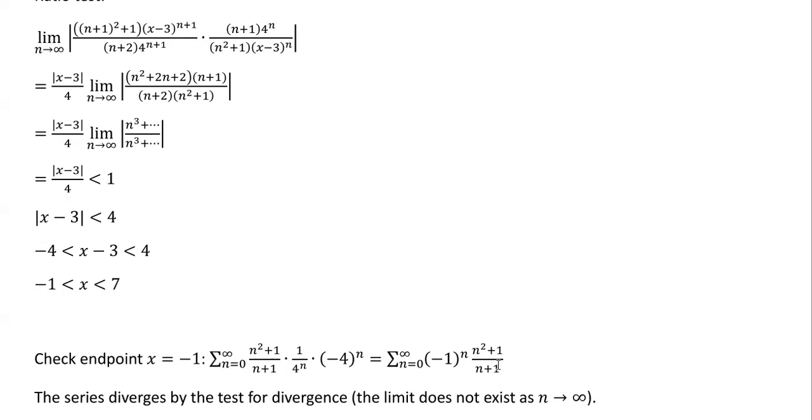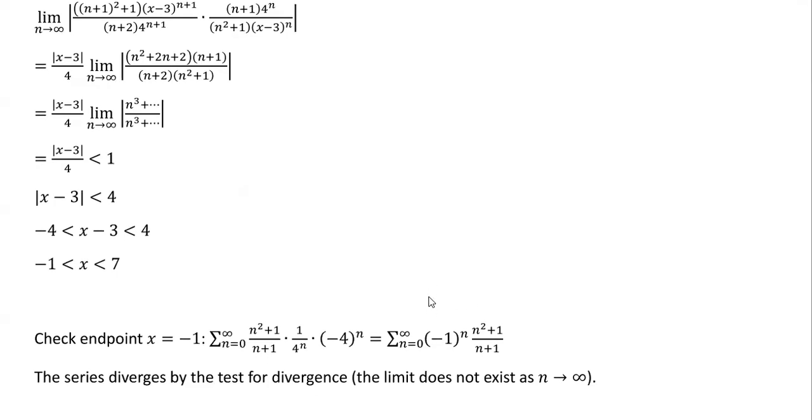We take the limit as n goes to infinity of this. It doesn't exist. It will oscillate between positive infinity and negative infinity. It keeps growing either in the positive or in the negative. Now we check the other endpoint, x equals 7.